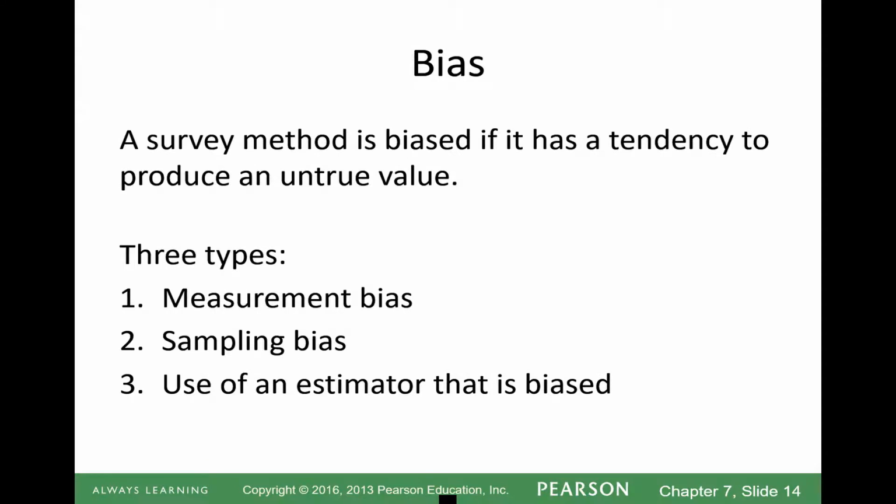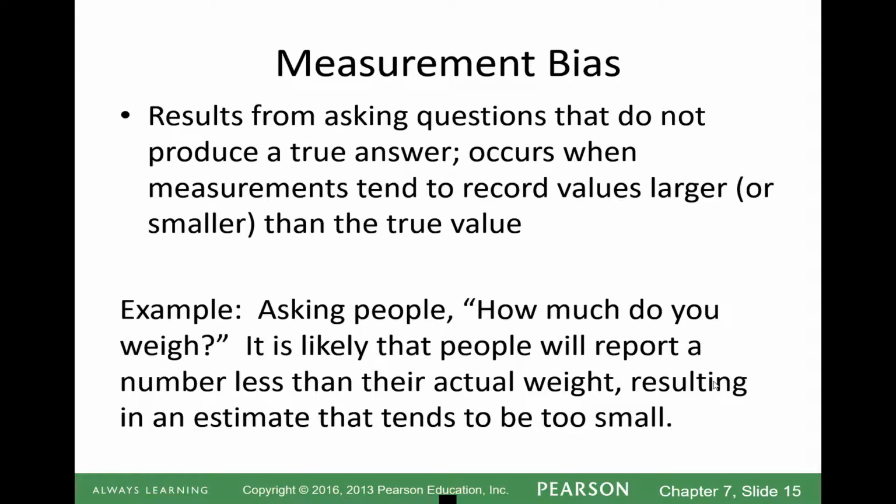Bias. A survey method is biased if it has a tendency to produce an untrue value. There are three types of bias: measurement bias, sampling bias, and using an estimator that is biased. Measurement bias results from asking questions that do not produce a true answer. It occurs when measurements tend to record values larger or smaller than the true value.